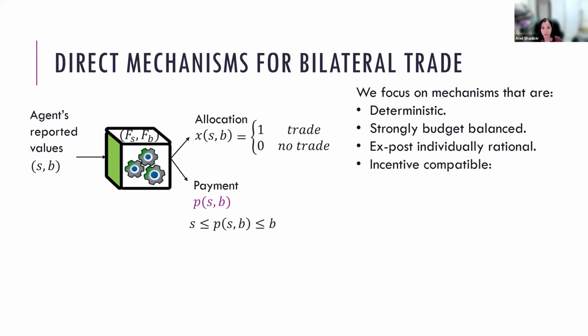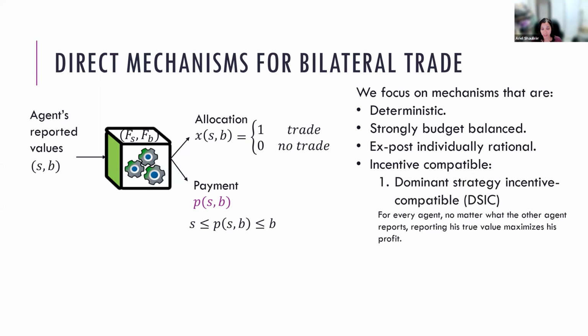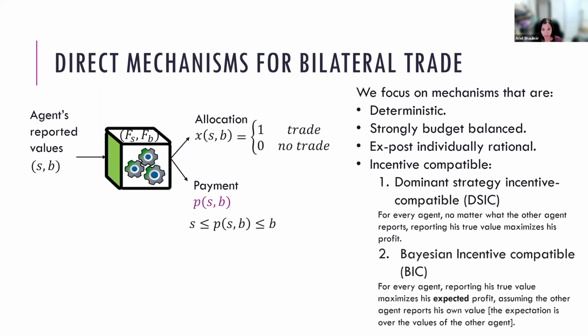Finally, for incentive compatibility, there are two options here. The first one is dominant strategy incentive compatible, and it means that for every agent, no matter what the other agent reports, reporting his true value maximizes his profit. The second notion is Bayesian incentive compatible, and this is a relaxation of the first one. It means that for every agent, reporting his true value maximizes his expected profit, assuming the other agent reports his own value.